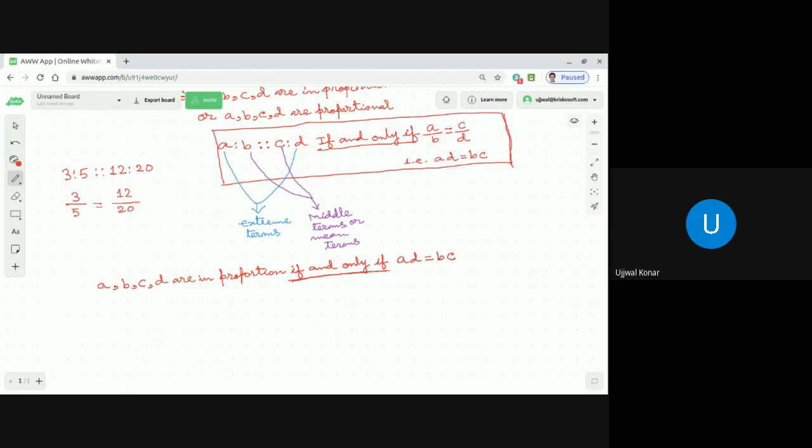Similarly, with A, B, C, D, the example of the road being wet and rain happening is where that if and only if doesn't hold true. So here, A, B, C, D are in proportion if and only if AD is equal to BC. That means if A, B, C, D are in proportion, then AD is equal to BC, or if AD is equal to BC, then A, B, C, D are in proportion. Clear? Good. Now we are going to discuss a topic called continued proportion.